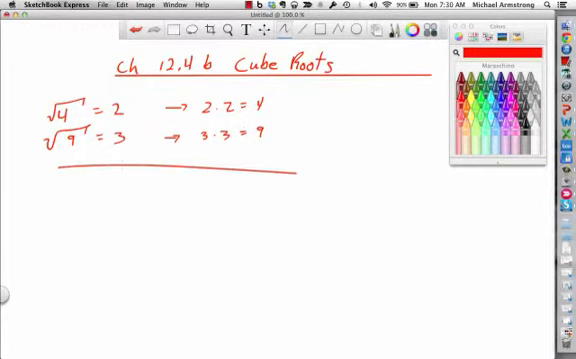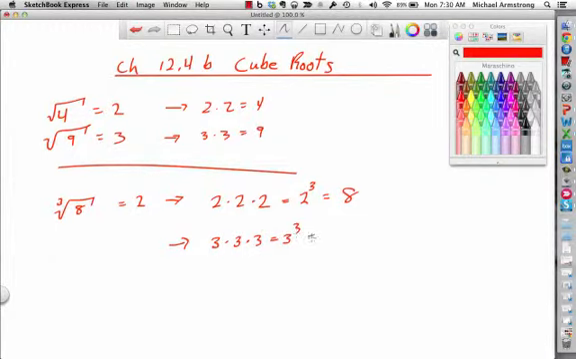So for cube roots, the cube root, and we write a little 3 here, of 8 is 2, because 2 times 2 times 2, 2 to the third power, which looks like this, is 8. And if we were to start over here with 3 to the third power, we get 27, because 3 times 3 is 9, and 9 times 3 is 27.